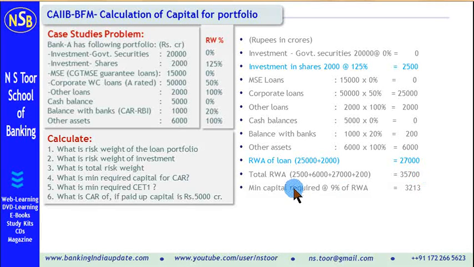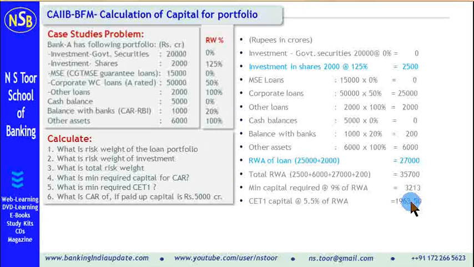Now minimum capital required. As per RBI, minimum capital required in India is 9% of risk weighted assets. So 9% of the total risk weighted assets, that is 35,700 multiplied by 9%. So this is the required capital. So this is the amount of capital required to cover the risk of these assets. Now common equity tier 1 capital. So CET1 should be 5.5% of risk weighted assets. So 5.5% of 35,700 comes to 1963.50.